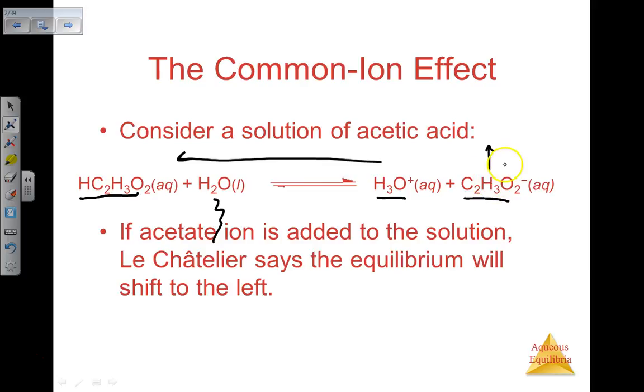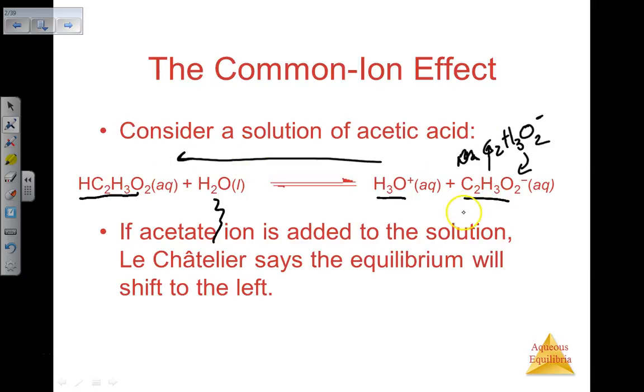So that means if there is some source of acetate in here to begin with, let's say we had some sodium acetate. Sodium acetate is completely soluble, so you'll only find it as acetate. That means we'll have some acetate ion in the reaction to begin with. Sodium is a spectator, so we don't have to worry about that. Now that acetate ion floating around in solution is going to make the reaction shift to the left.